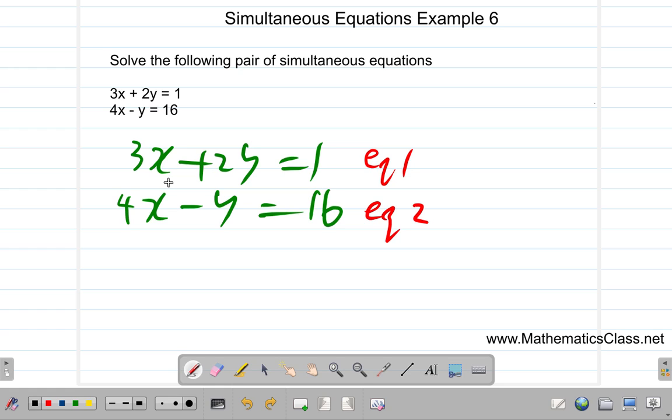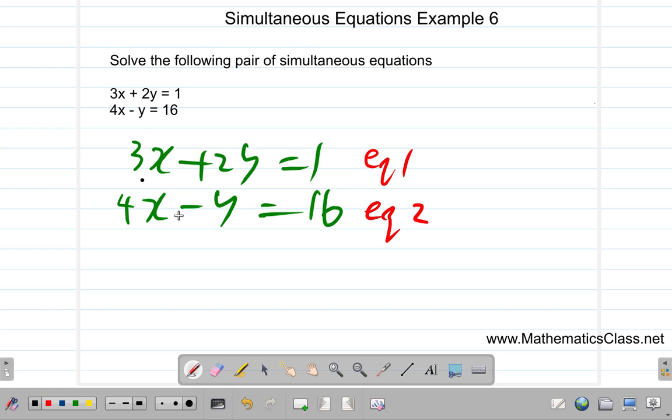If we subtract them, and we say equation 2 minus 1, we get 4x minus 3x will give us x. Negative y minus 2y gives us negative 3y. 16 minus 1 gives us 15. What we're going to have to do is to try and get the same number of x or the same number of y.